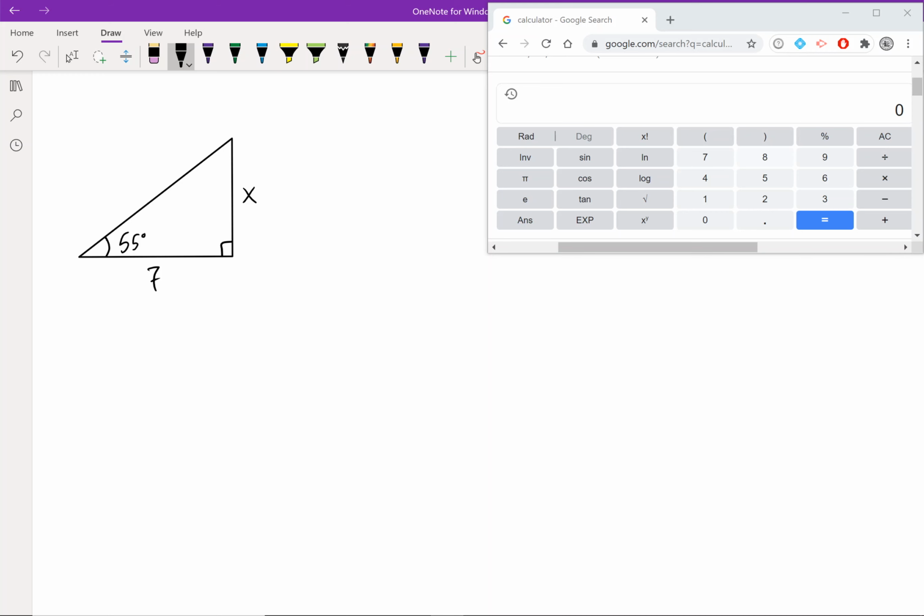Okay, well, my first step is to figure out where the angle is. So here's the angle, it's 55. Okay, now the question is, what are the two sides I'm looking for? And what I mean by that is, how does the side I'm looking for connect to the side that I have?